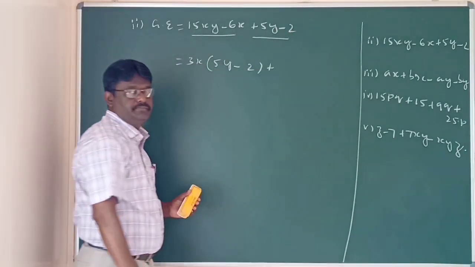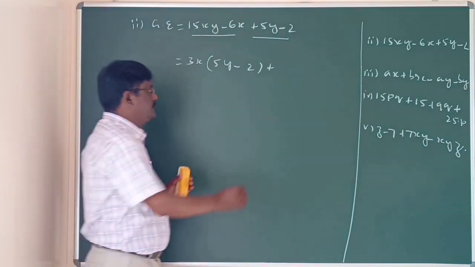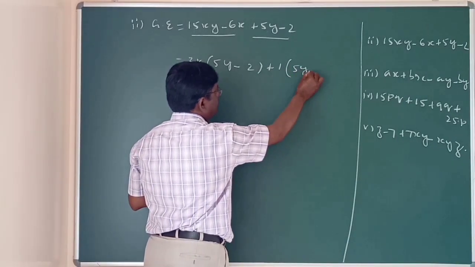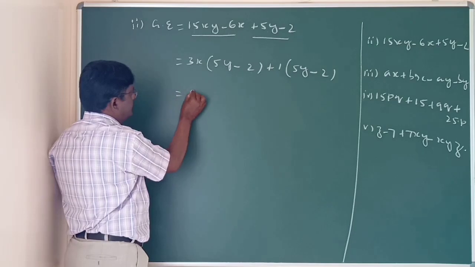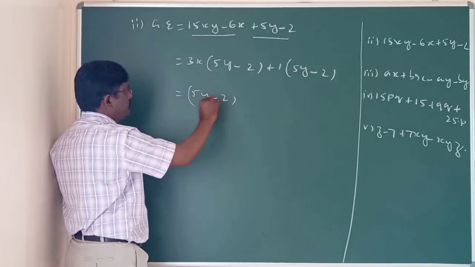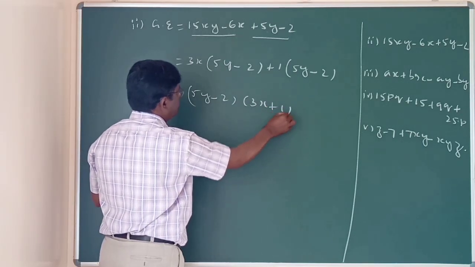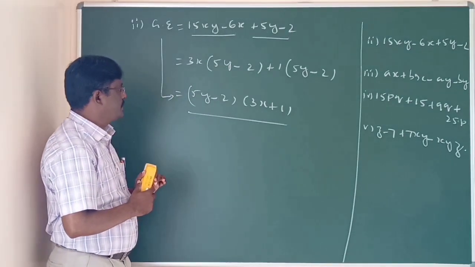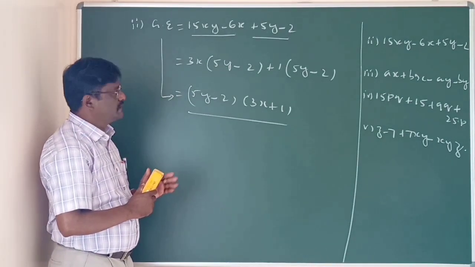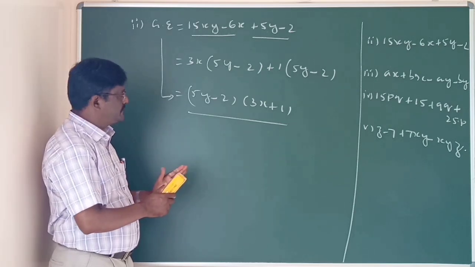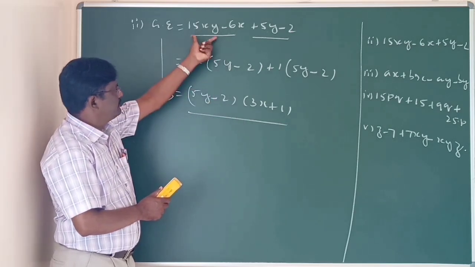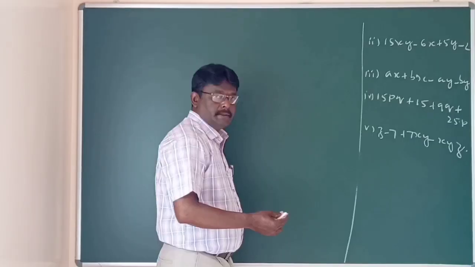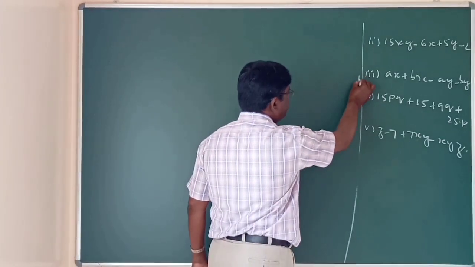What is the common? When there is no common factor, we have to consider 1 as the common. 1 into 5y, 1 into 2, thus it comes 5y minus 2 into 3x plus 1. So the factors of the given expression are 5y minus 2 and 3x plus 1. Since here we are asked to factorize, this is how we write the given expression in terms of two products, that means two factors. Okay children, you try these at home.